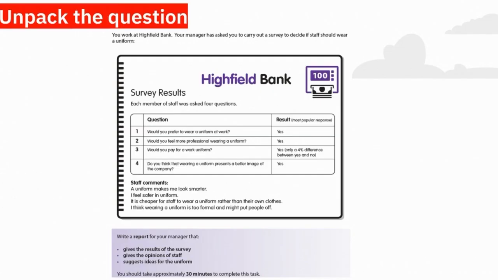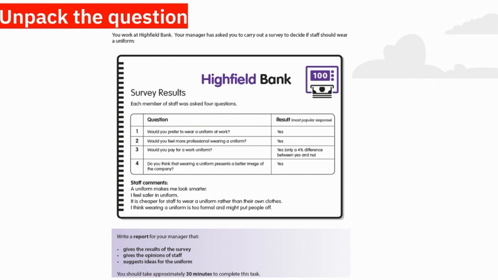If you get a report question in your exam, you should first of all unpack the question. So let's have a look at this one. You work at Highfield Bank. Your manager has asked you to carry out a survey to decide if staff should wear a uniform.